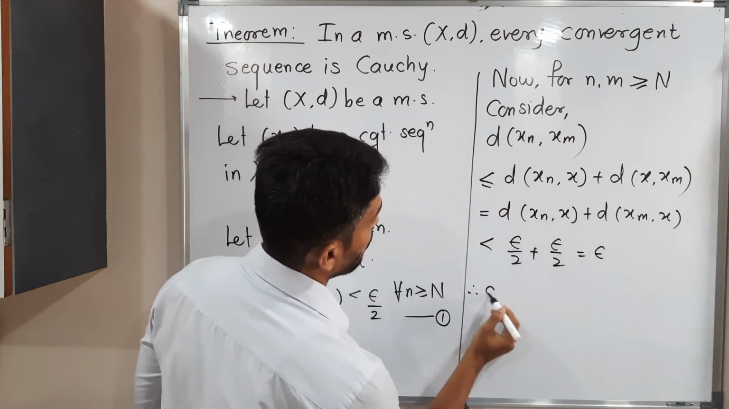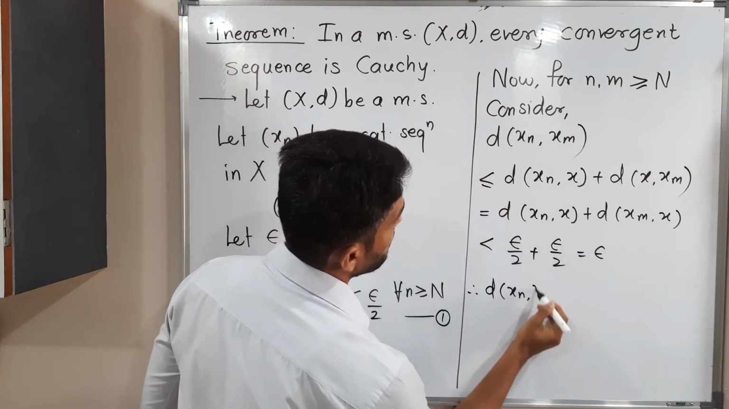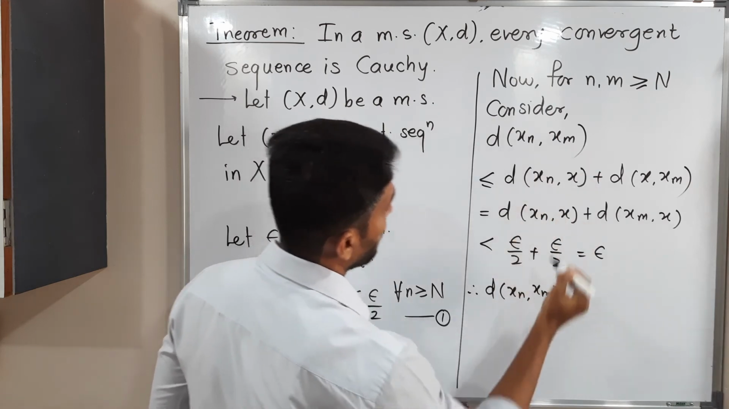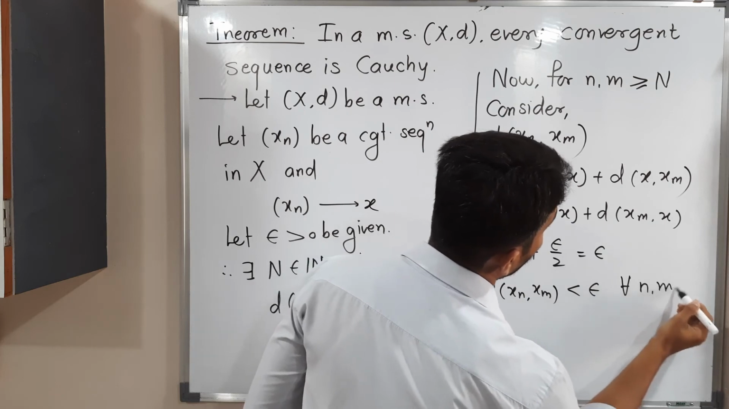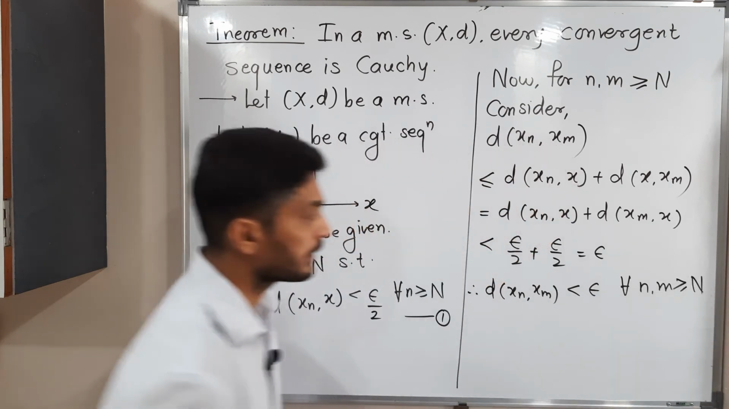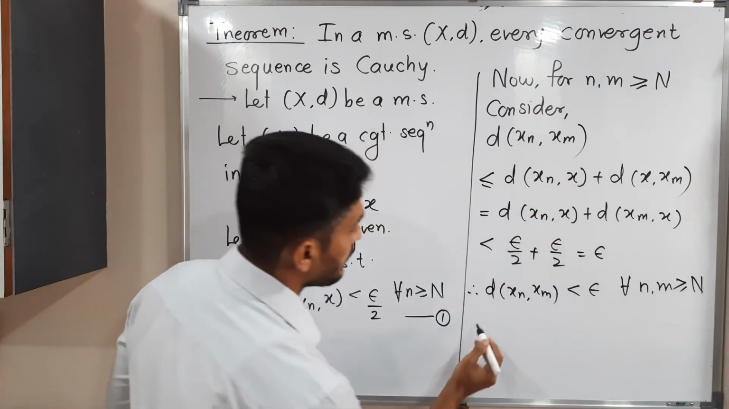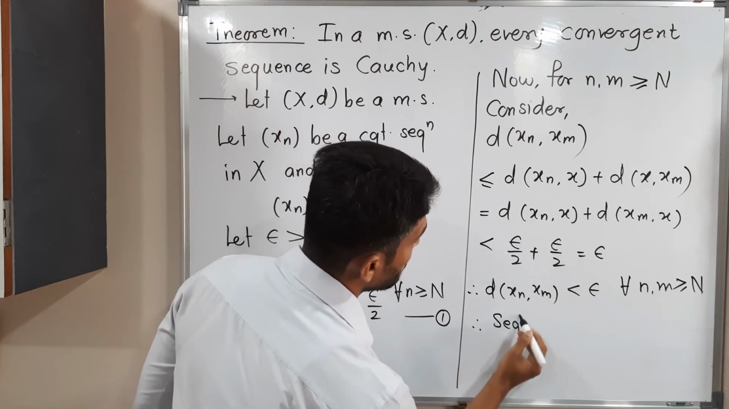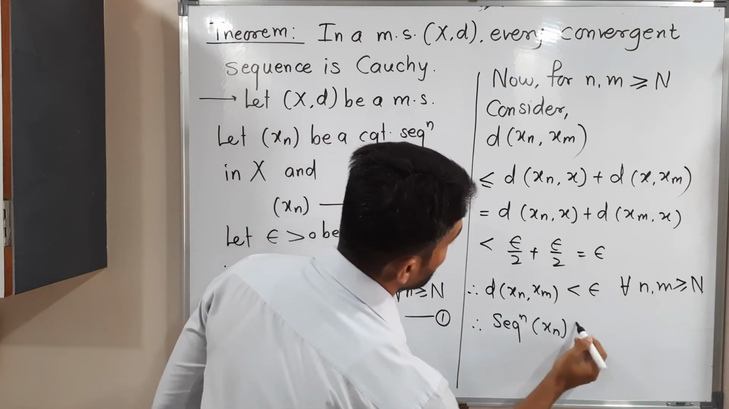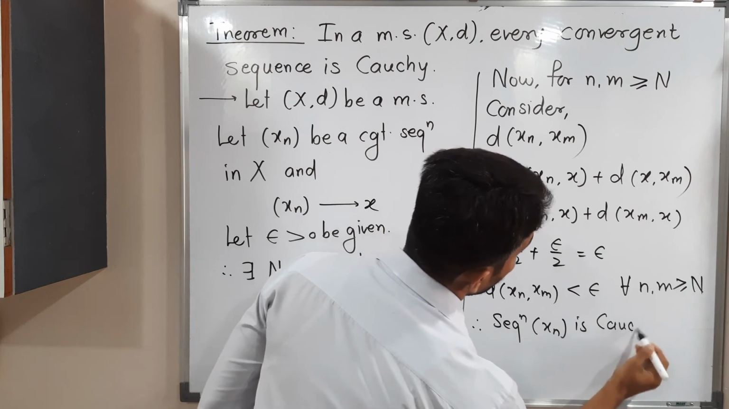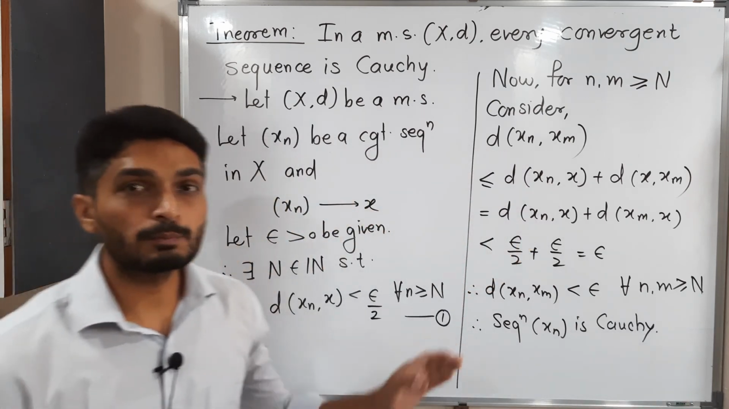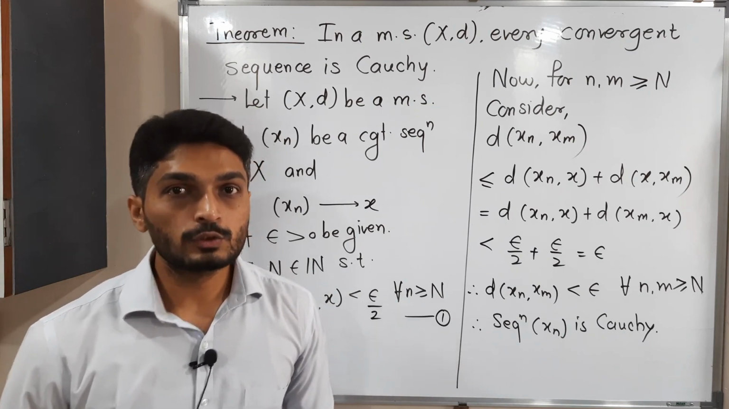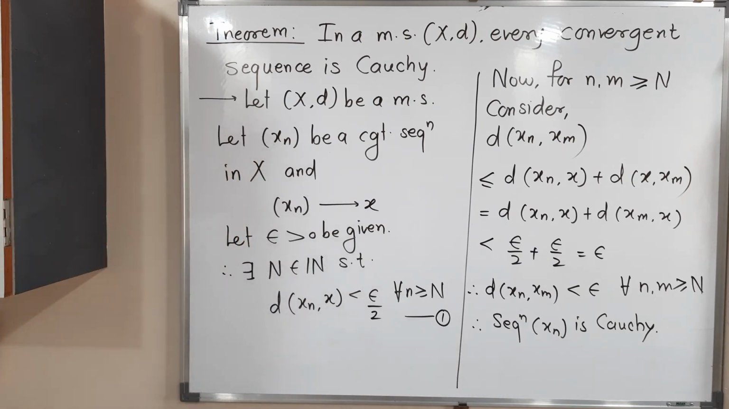Therefore d of xn, xm, with which we started, we finally proved is less than epsilon for all n, m greater than or equal to capital N. This is the definition of a Cauchy sequence. Therefore the sequence xn is Cauchy. We had started with a convergent sequence and we finally proved that it is Cauchy. Therefore every convergent sequence is Cauchy.